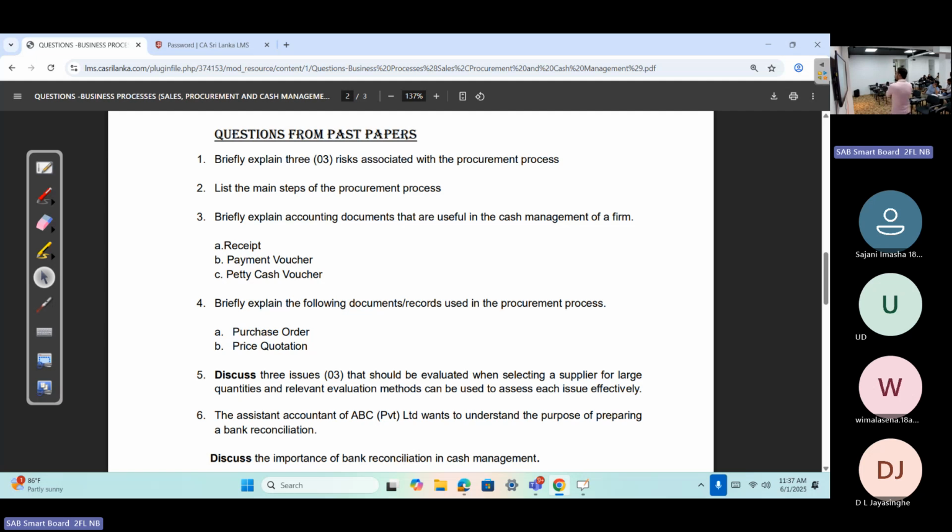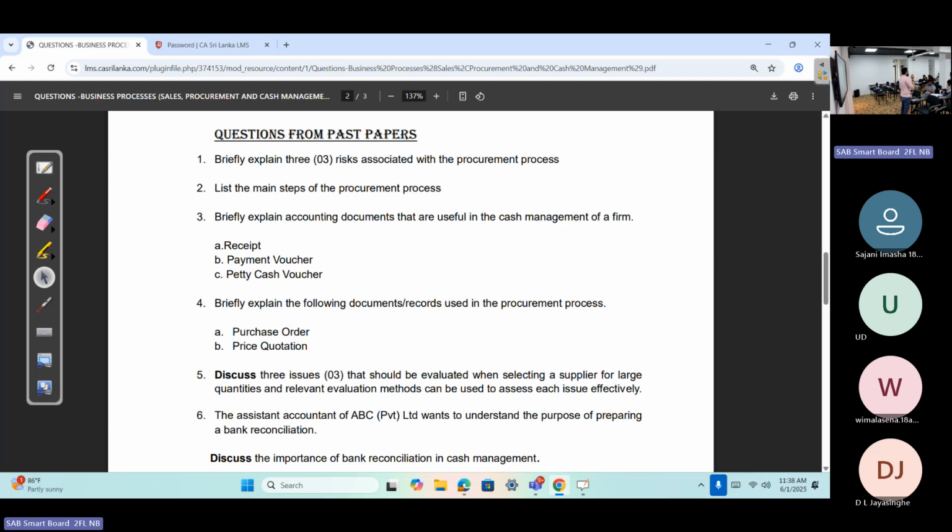Okay. Second question: list the main steps of the procurement process. What are the main steps? Identify the need for purchase. Receiving quotation. Here you don't need to explain further. If you have been asked to answer a question with a verb like state, risk, or provide, just mention the answer. Don't waste time and explain too much.